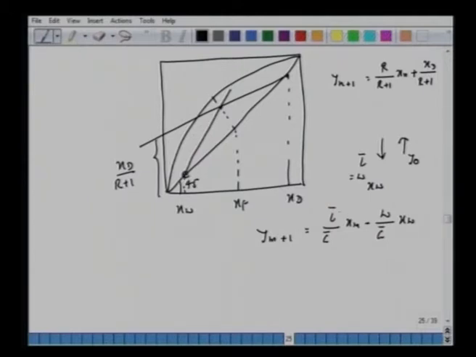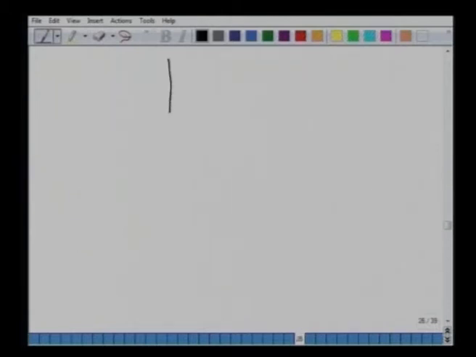But now L bar is the same as W. That means when you put XW, you will get y equal to 0. That's what we have here. So this is Ynp plus 1 actually, which is 0 here. So what happens to that? Now the points here don't lie on this 45-degree line.